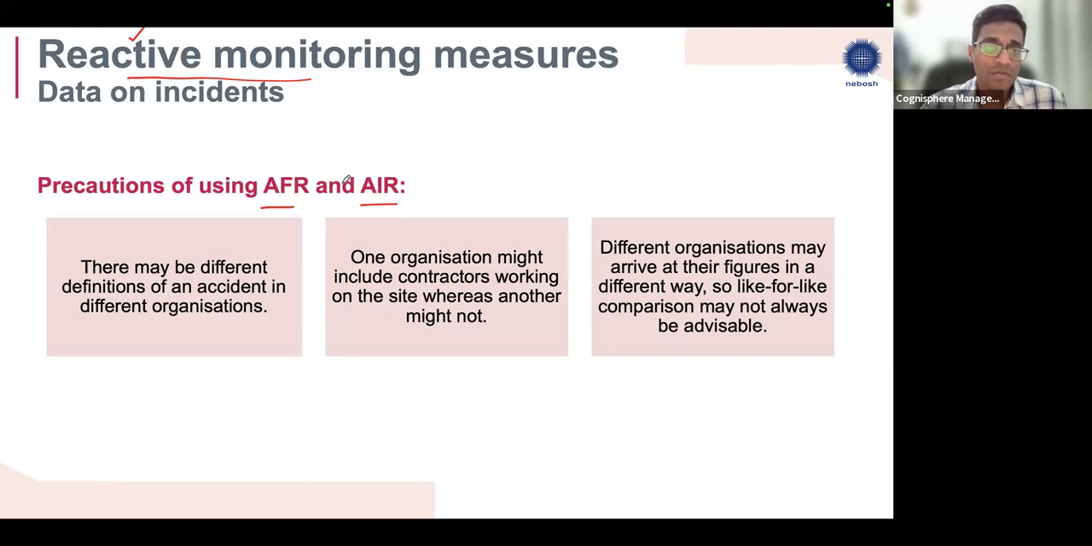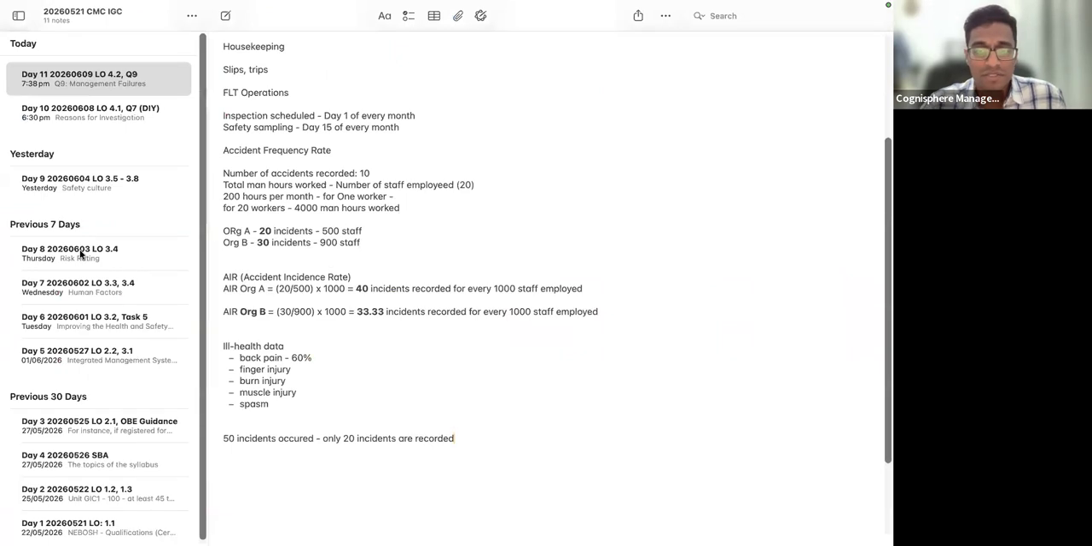So, precautions of using AFR and AIR: there may be different definitions of an accident in different organizations. If you see here, in general, I've mentioned incidents. Some organizations may say an incident is any incident. For example, even if it is damage only, they will record it under incident, or if it is an injury accident, they will record it under incident. Some organizations will record only near misses under incident.